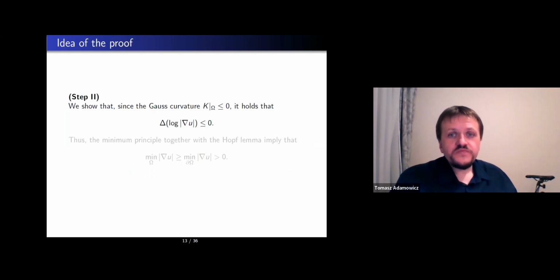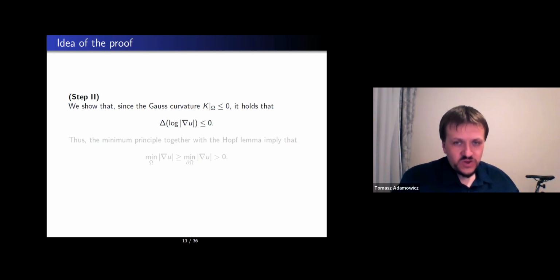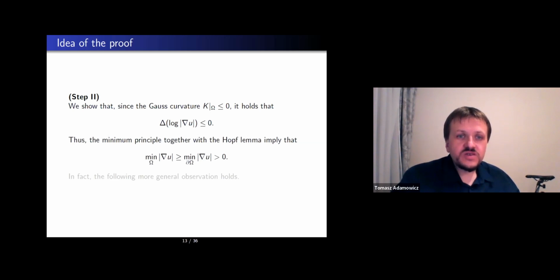In step number 2 of the proof of the isoperimetric inequality, we show that since the Gaussian curvature on the annulus is non-positive, the logarithm of the magnitude of the gradient is a supersolution. And this, combined with the minimum principle and Hopf lemma, allows us to obtain that the gradient is non-zero not only in the annulus, but also on its closure.